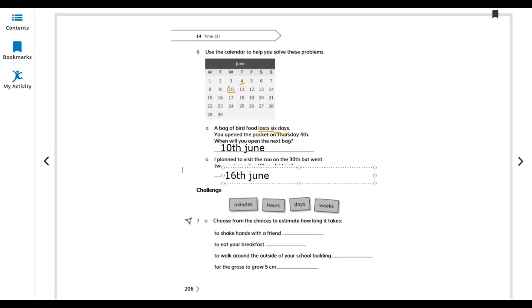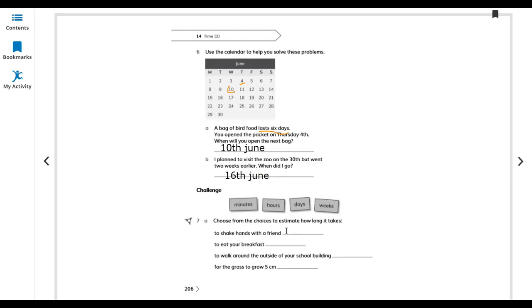Same as question number 7. Choose from the choices to estimate how long it takes. For minute, I will write MIN. For hour, I write H. For day, D. And for week, just write the first letter in capital.